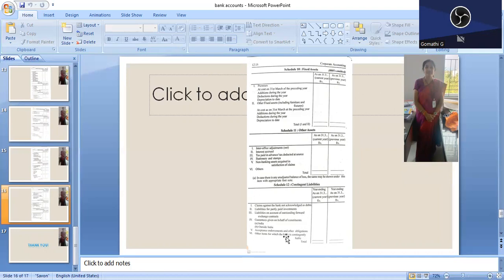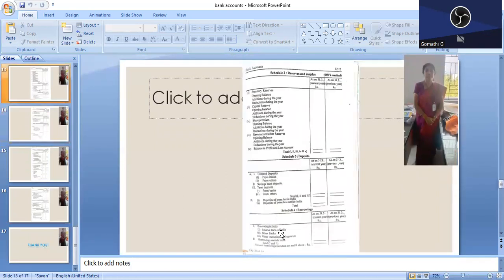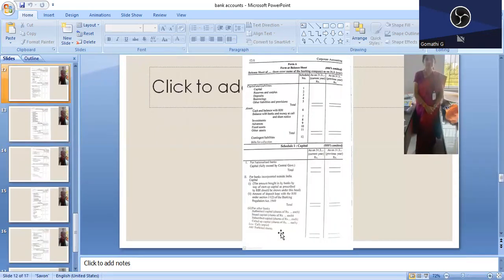Some of the guidelines given by RBI for the balance sheet: for capital, the changes in the above items during the year, say fresh contribution made by government, fresh issue of capital, capitalization of reserves, may be explained in this. Next one is some of the notes given in every schedule. The first: movement in various categories of reserves should be shown as indicated in the schedule.